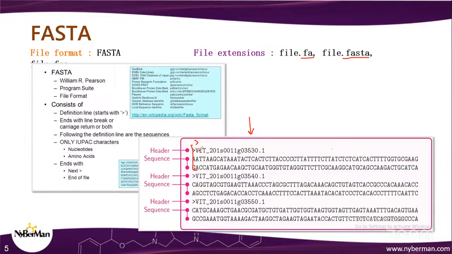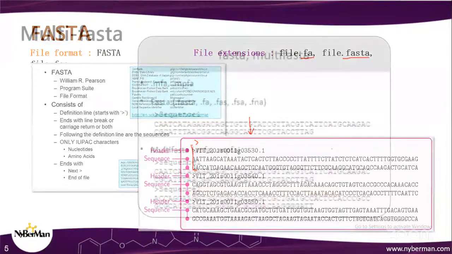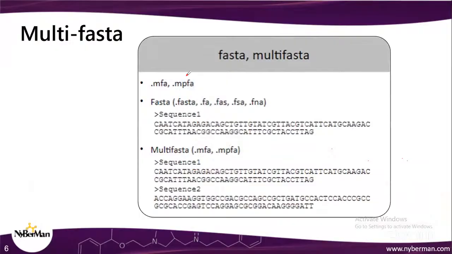If in your FASTA file there is no header line, just the sequences, we either need to retrieve the right file format from the database from where we are downloading the data, or we need to manually add the header line. Otherwise, the bioinformatics analysis tools we are going to use will not be able to read your data if header lines are not there, because the file will not be recognized as a FASTA file. So we need to have the header line. That's about FASTA. And here is multi-FASTA.